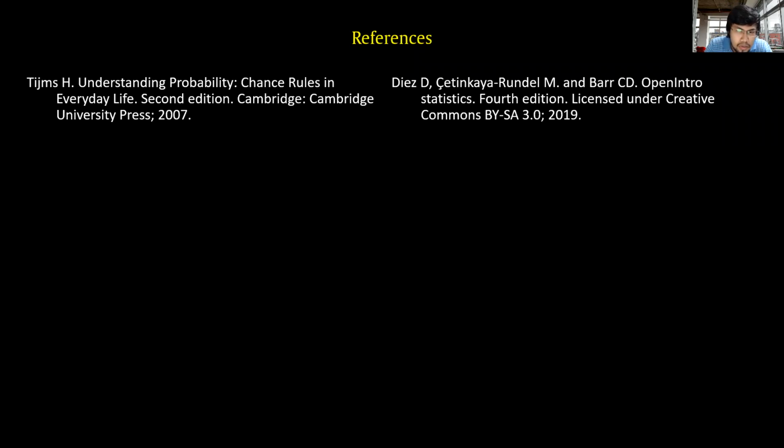All right, in the next lecture, we will talk about the cumulative distribution function, or CDF, for discrete random variables and expected values of random variables.